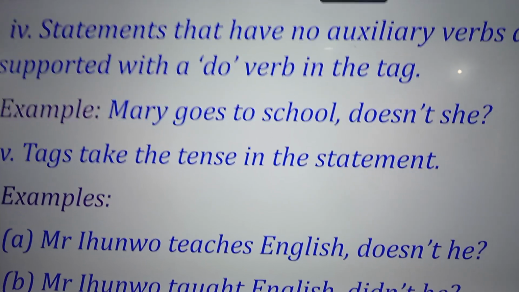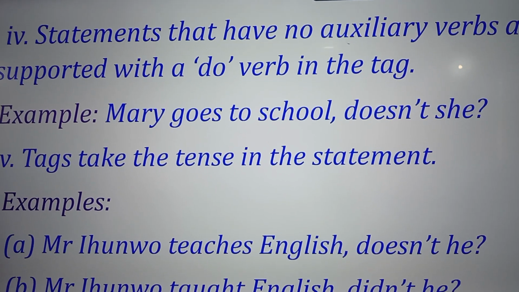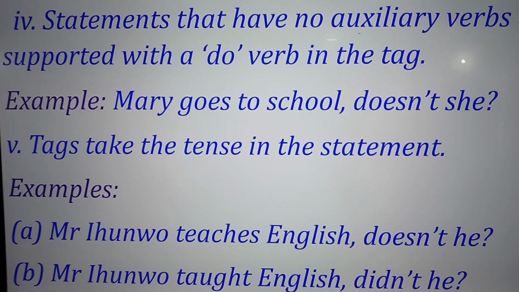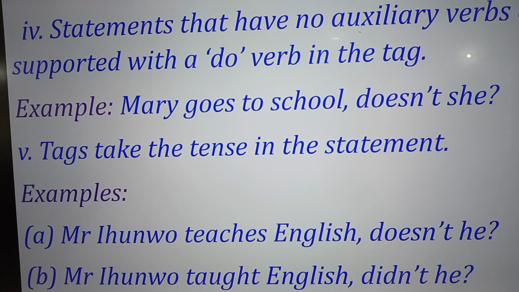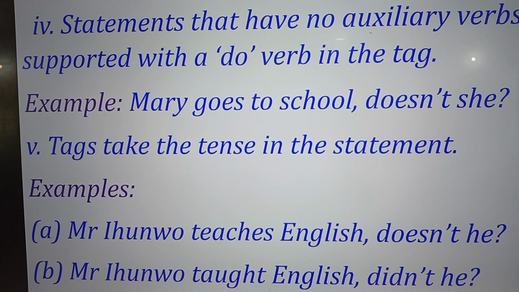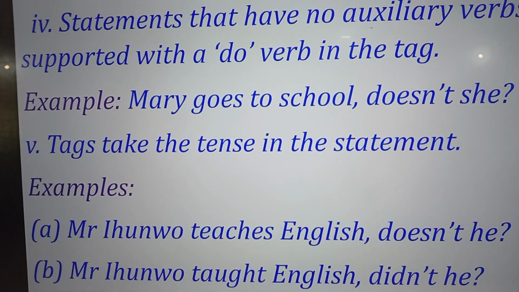For instance, Mary goes to school. The tag will be, doesn't she? Mary goes. There is no auxiliary verb. Only goes is the main verb in the sentence. So it will be supported by a do in the tag. Mary goes, doesn't she? Mary goes to school, doesn't she?